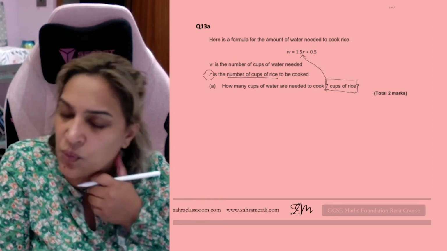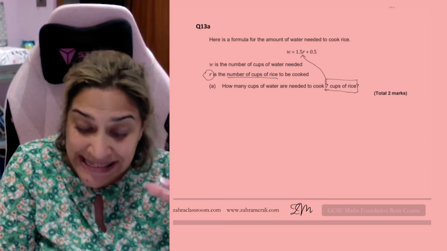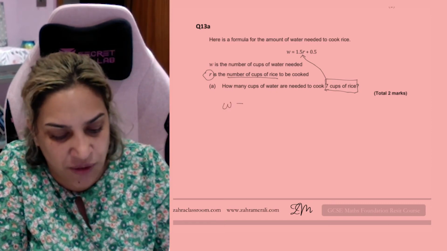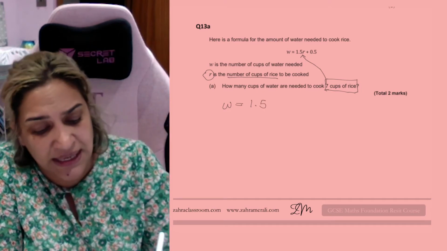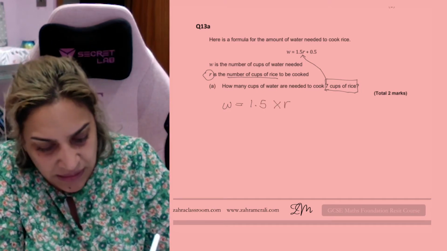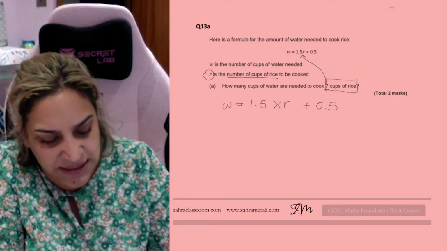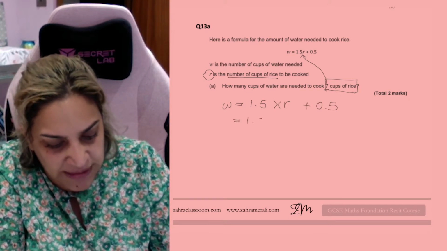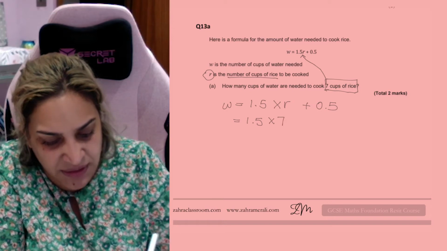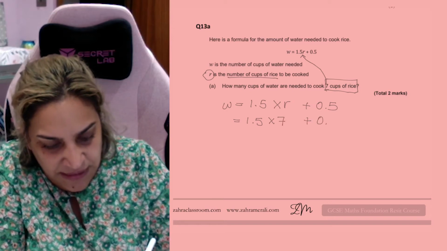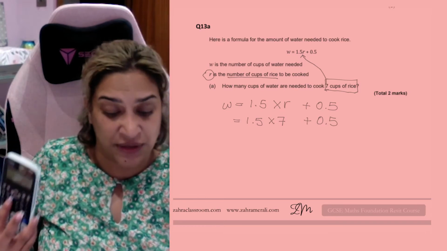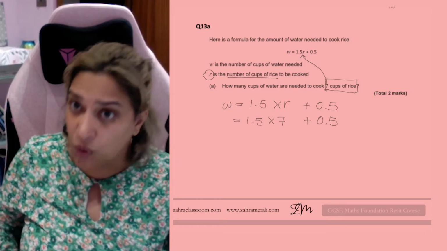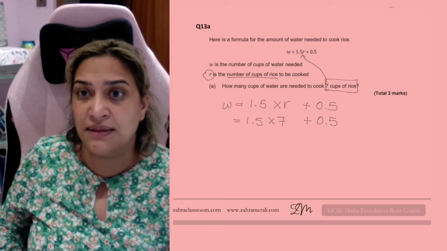Right, now let's think, what does 1.5R mean? Remember, it means 1.5 times R. So we're just going to say that's the same as 1.5 times 7 plus 0.5. If I'm not mistaken, this was a calculator question, so you could take your calculator out. But if it wasn't, you could still do it in the same way.